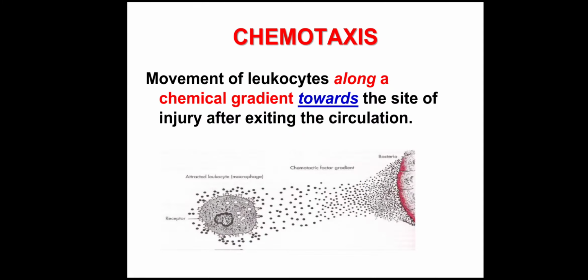So what is chemotaxis? Chemotaxis is the movement of the WBC along a chemical gradient towards the site of injury after it exits the circulation. So when it moves outside the blood vessel, it will move towards the microbe. So this is the microbe, and this is along a chemical gradient.